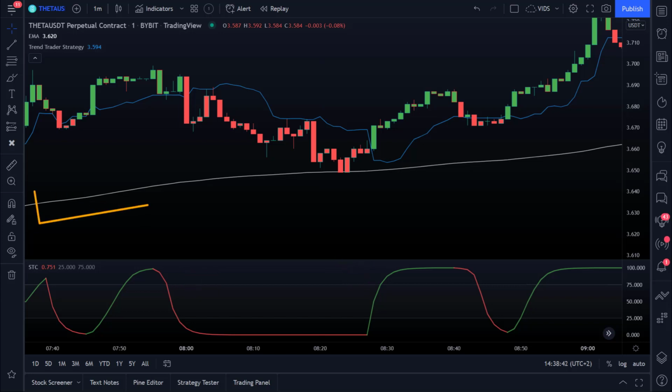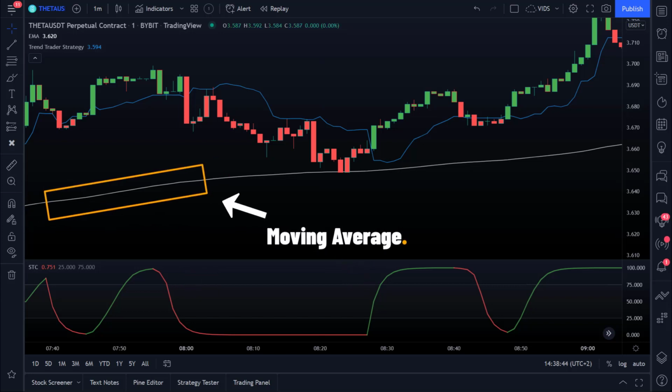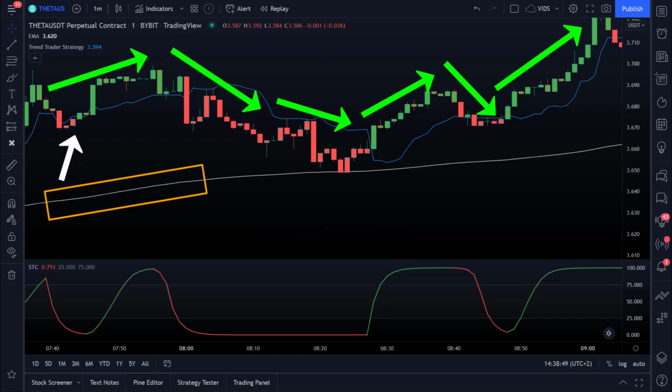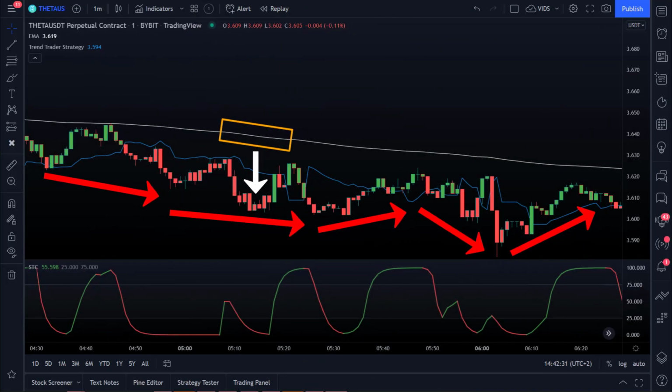We use the moving average indicator to see the trend. Very simply, if the price moves above the moving average, then we are moving in an uptrend, and if the price moves below the moving average, then the price is moving in a downtrend.